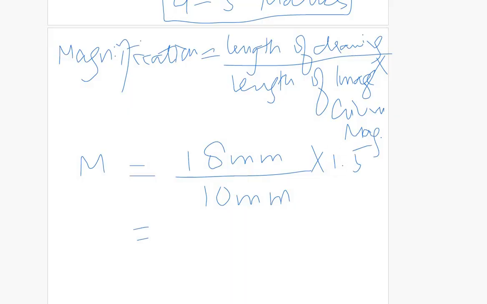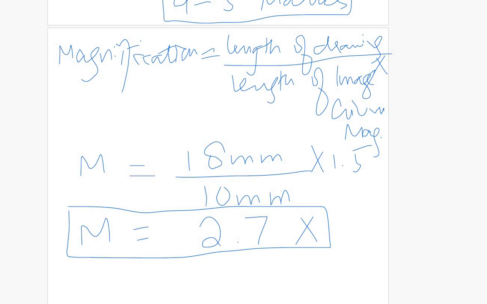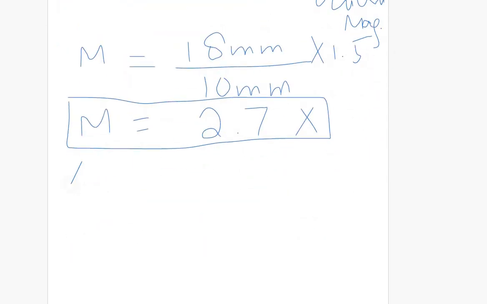So now let's calculate the magnification. 18 divided by 10 is equal to 1.8, multiplied by 1.5. So 2.7x is the magnification of the given drawing. X is the unit of magnification, and there are a few important things. X is the unit of magnification.